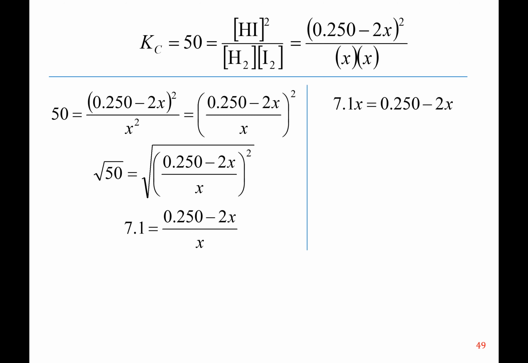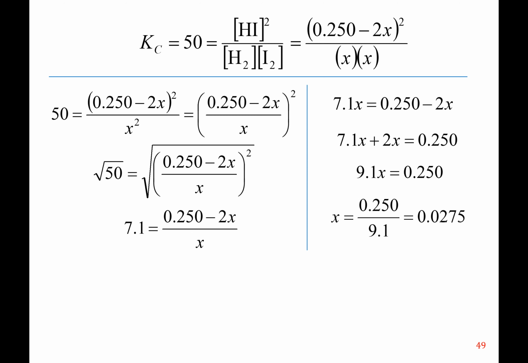So now we can solve for x. So we can say 7.1x is equal to 0.250 minus 2x. So we end up with 7.1x plus 2x is equal to 0.250, and then 9.1x is equal to 0.250. Solve for x, you end up with 0.0275. Okay, so this is our x value now. Okay, so we aren't finished.